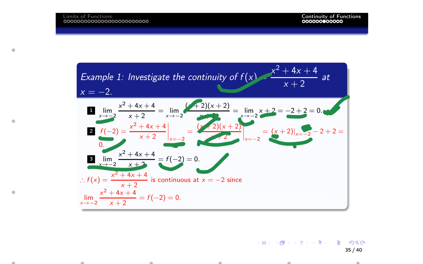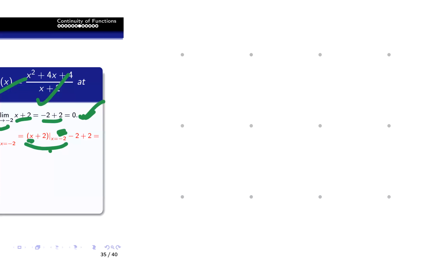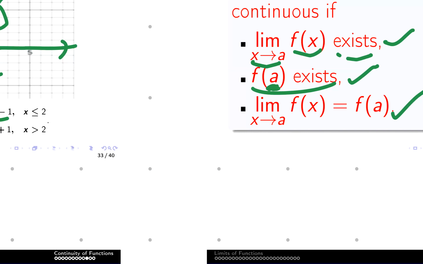So if that is the case, you can say that f of x, which is equal to x squared plus 4x plus 4 all over x plus 2, is continuous at x equals minus 2. Since the limit is 0, the value of the function evaluated at minus 2 is also 0. So you can say that this function is continuous at x equals minus 2. Okay, so we go on to the next slide, which should be 36.